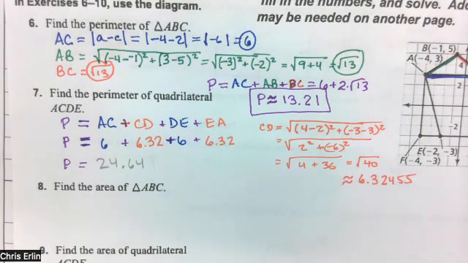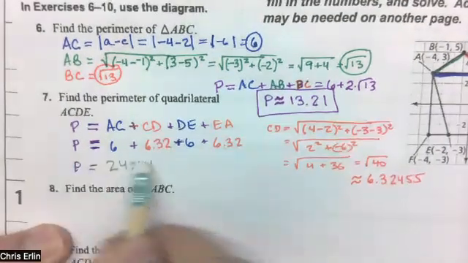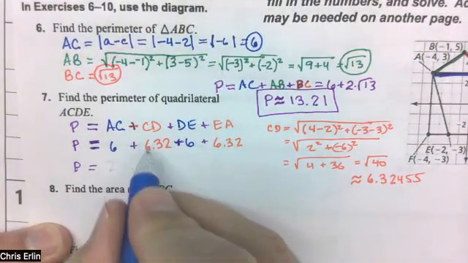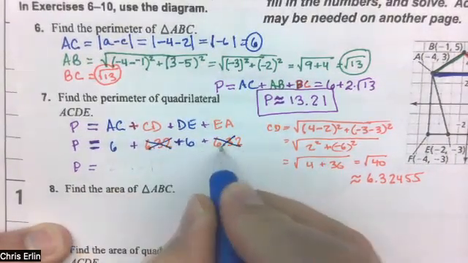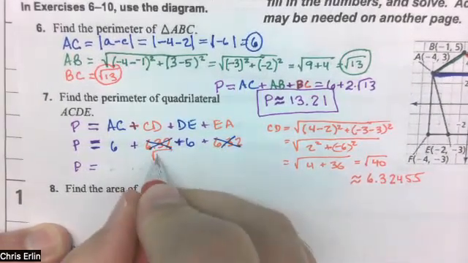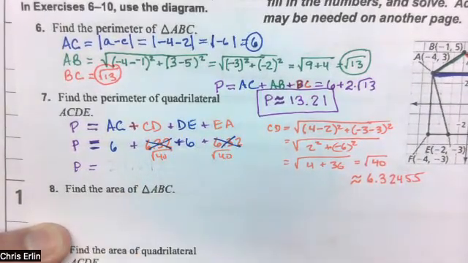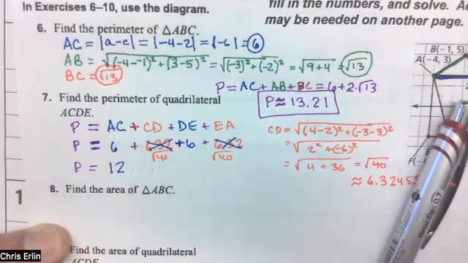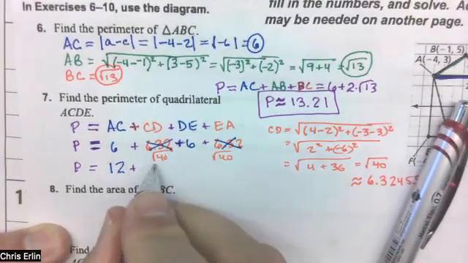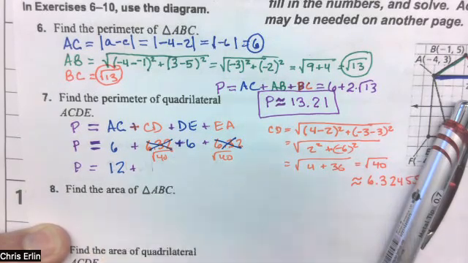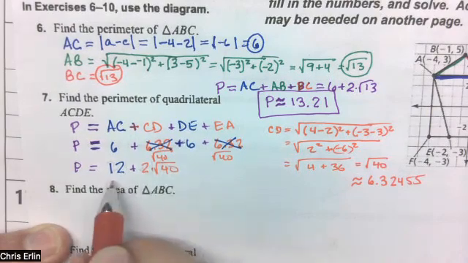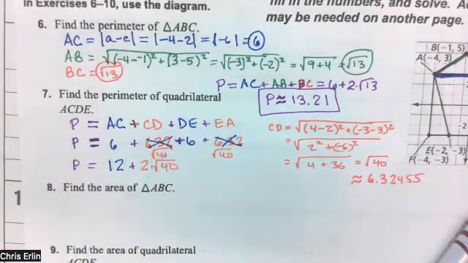So in other words, I should have left this as square root of 40 and square root of 40. So now I've got 12 plus how many square roots of 40? 2. So this answer, we'll end up cleaning this up later.